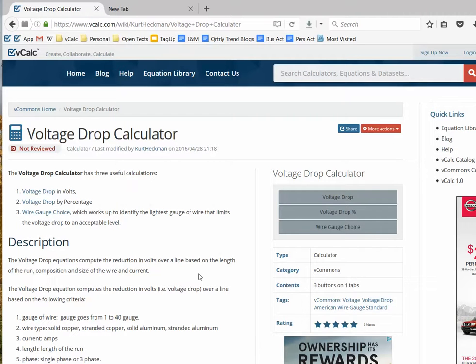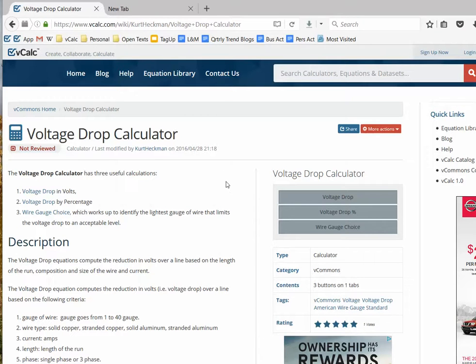In this video, we're going to show you how to calculate the voltage drop over a circuit. It's basically a free calculator that does this for you, and it's based upon some industry standard equations. So we'll provide the links to this calculator in the metadata for this video.